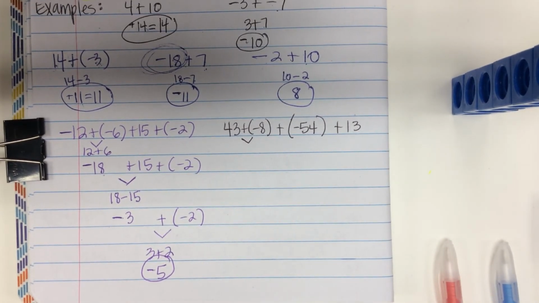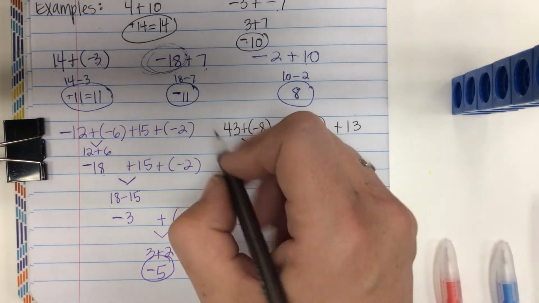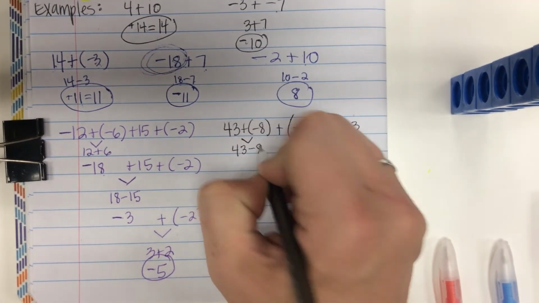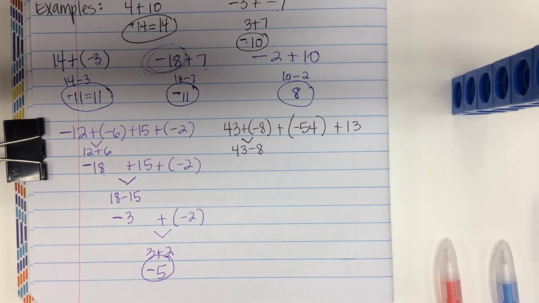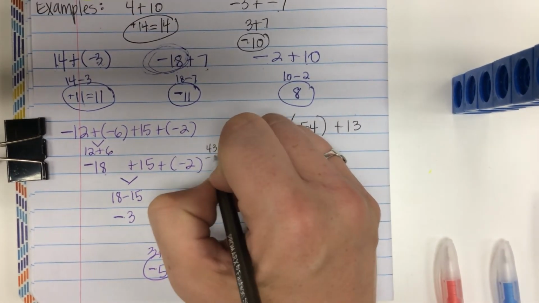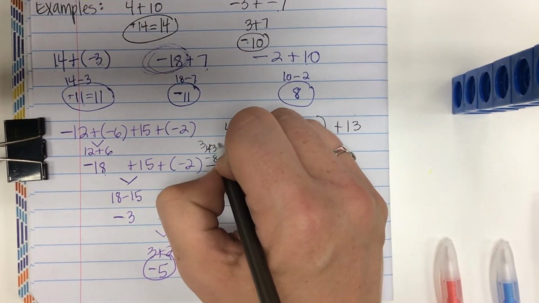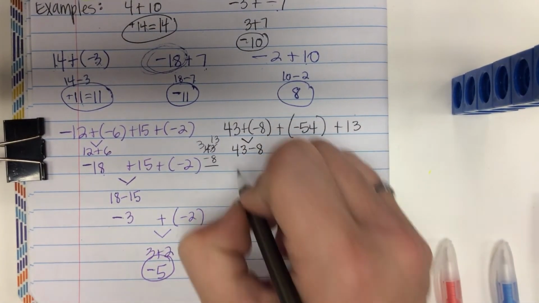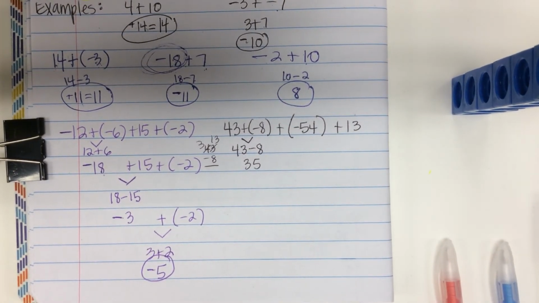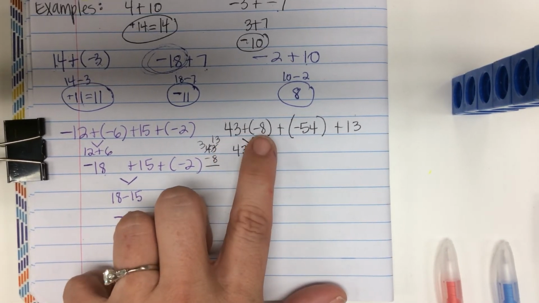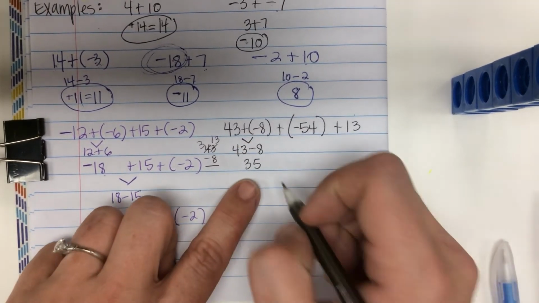Same or different? Different. 43, negative 8. The signs are different. Find the difference. 43 minus 8. If you needed to, you could stack it and do your borrowing. 35. Greatest distance. Is it positive or is it negative? Positive, because 43 has a greater absolute value than negative 8. Write down the rest of the problem.